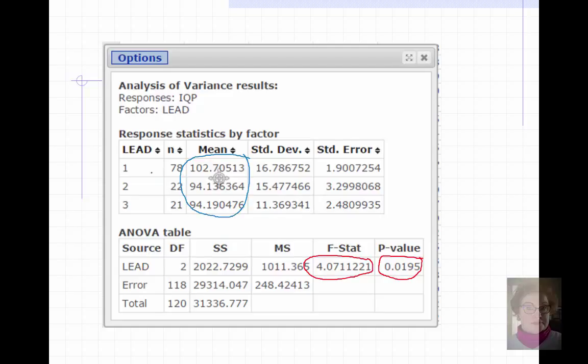investigation here, and it looks like low lead level, which is group 1, has a slightly higher IQ than the other two groups. And so we could say in our summary statement that it appears that the low lead level IQ is different than the other two levels. But to say that formally, we would have to do more tests.